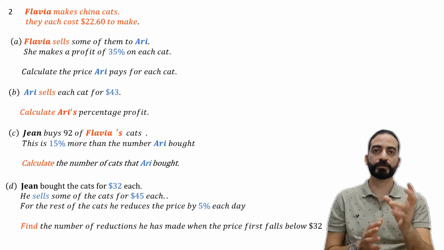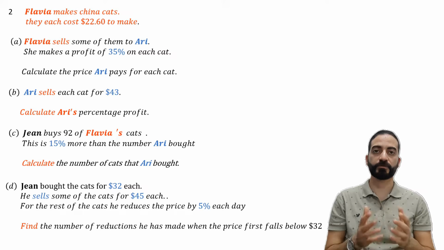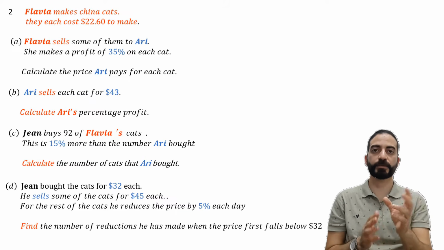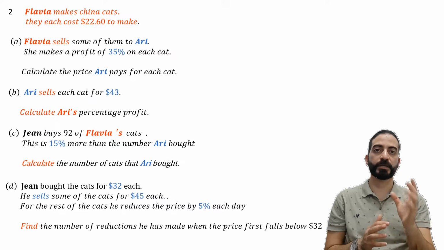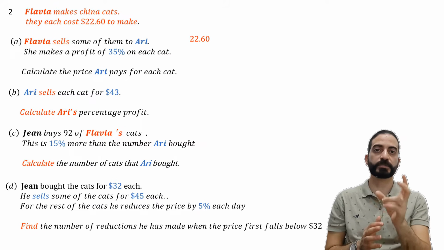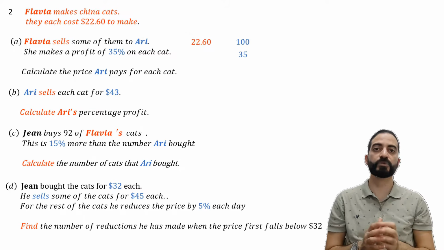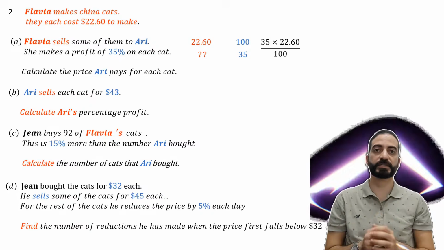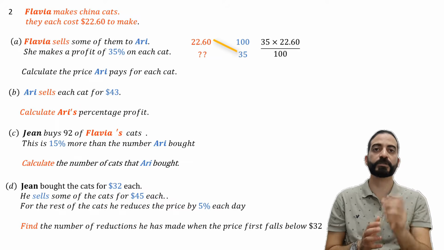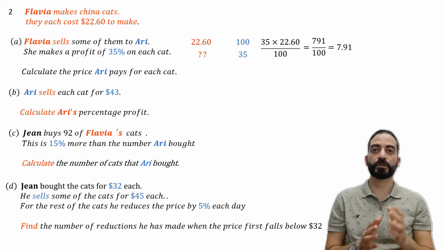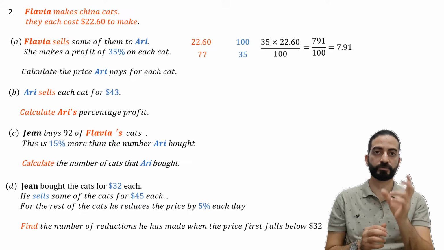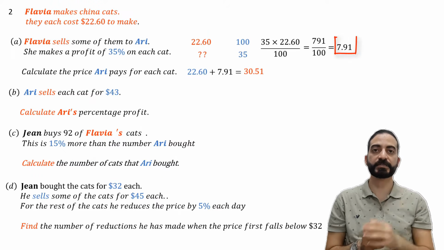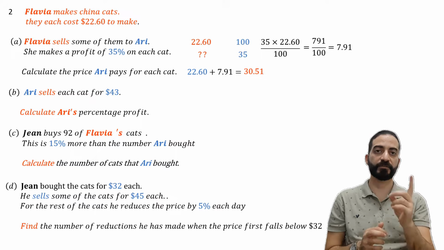She makes a profit of 35% on each cat. This means that if we want to convert 35% into dollars, we can do this in this way. Every $22.60 is 100%. 35% is how many dollars? So we multiply the opposite numbers by each other and divide by the number opposite to the question mark. Now we want to know the price Ari pays for each cat. We must add $22.60 and this answer, and in this way we have obtained the final answer.